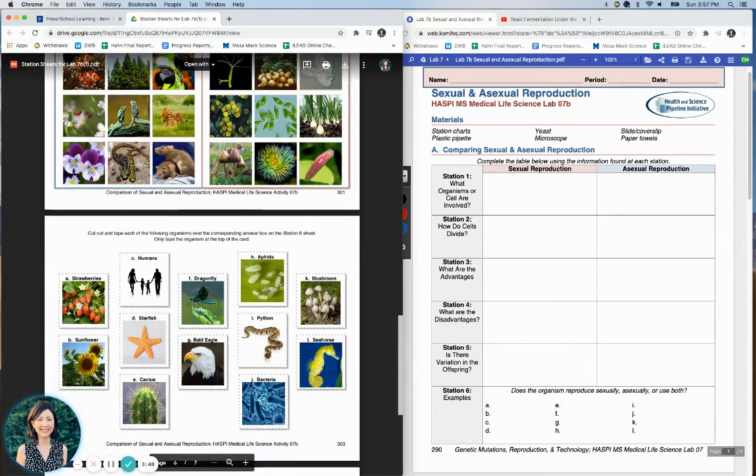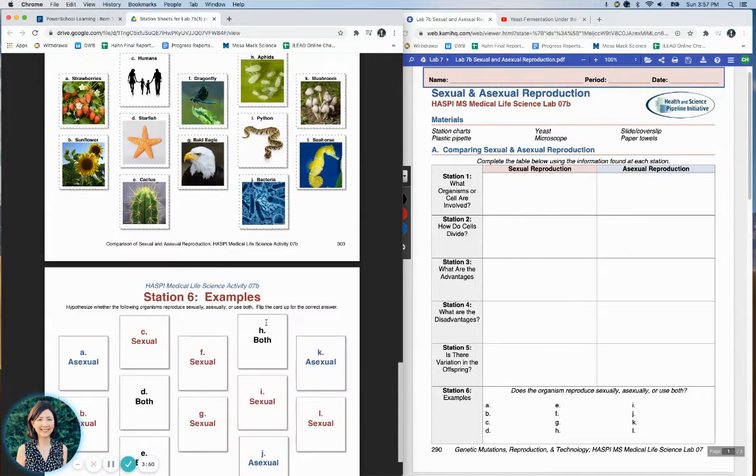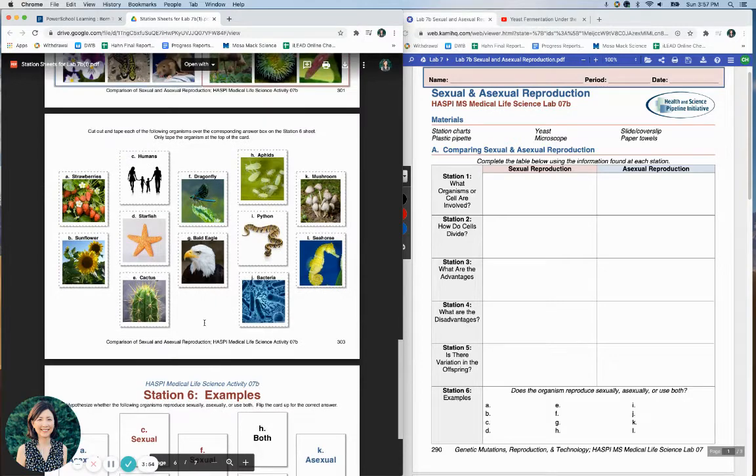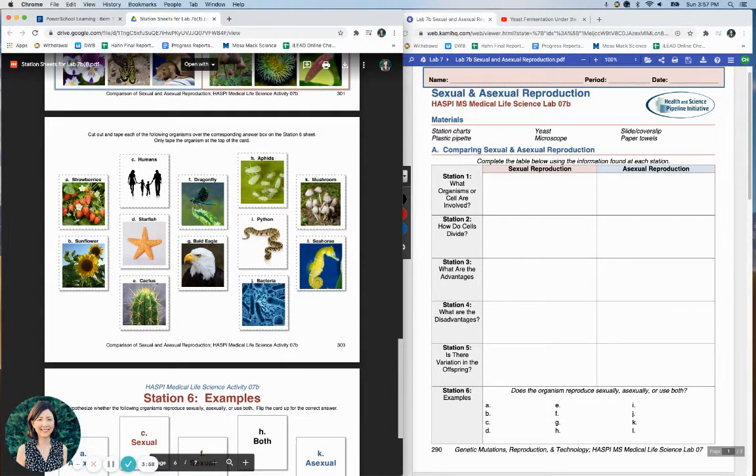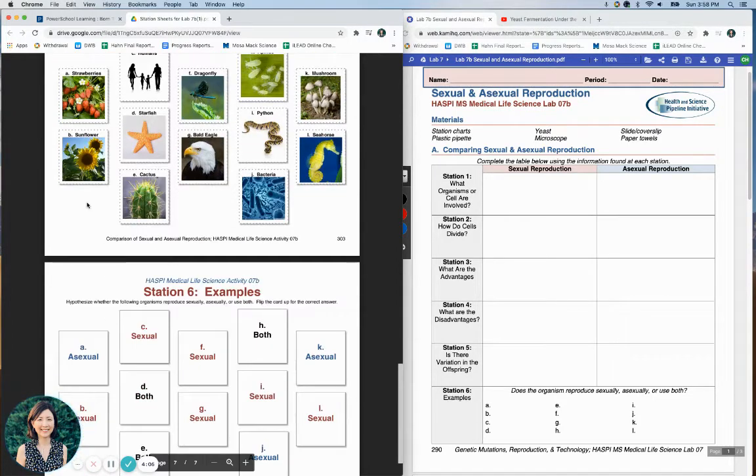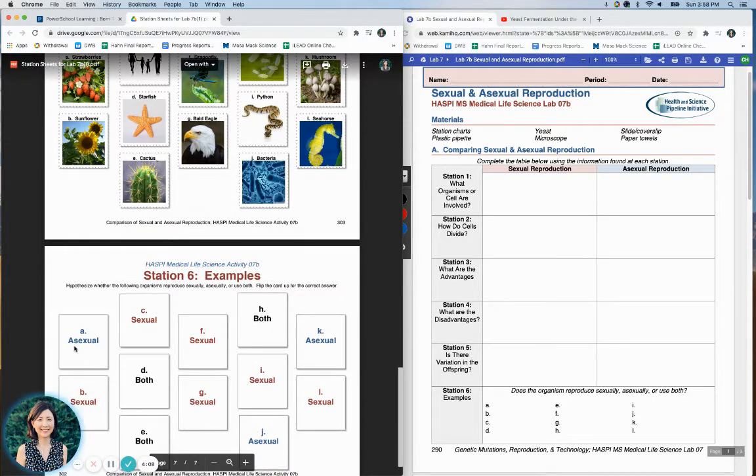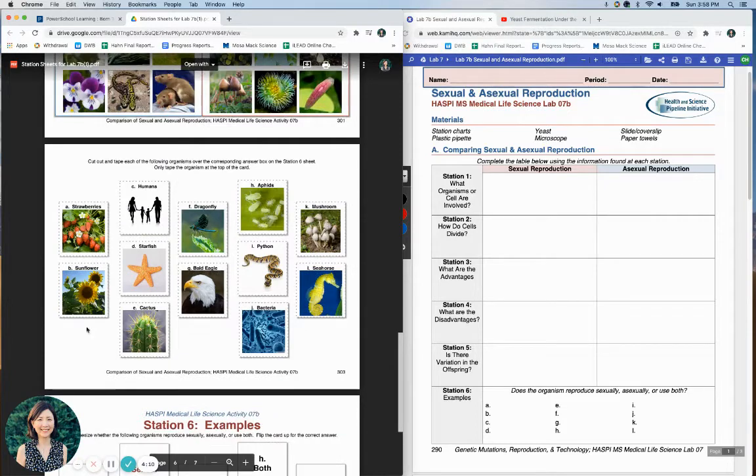And then when you get to station 6, this was supposed to be on a card that you flip over, but what you can do is take your best guess. Do you think strawberries reproduce sexually, asexually, or both? And then you can look at the answer. So they reproduce asexually, and you're going to go ahead and write in your answer. For strawberries, you can put asexually.